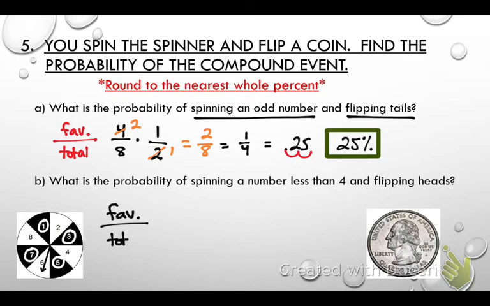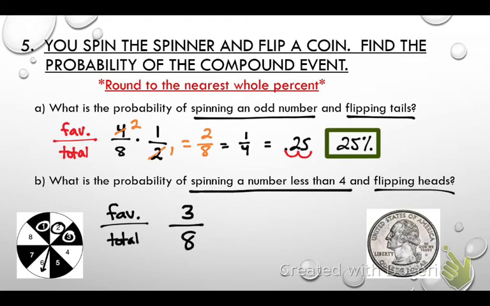Favorable over total. So the first thing we're looking for is the probability of spinning a number less than 4. This is where I think people got confused. Which numbers over here are less than 4? 3, 2, and 1. Okay, some people were thinking 4 was. Is 4 less than 4? No, it's equal to. Okay, so we only have 3 favorable outcomes out of how many total are on my spinner? 8.